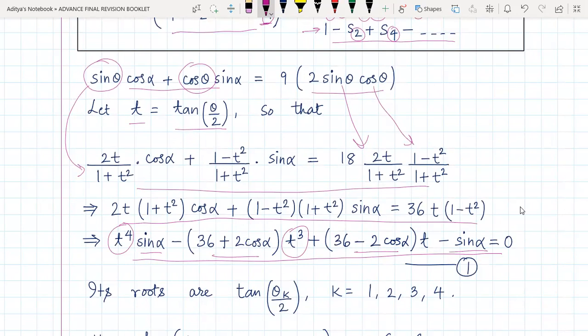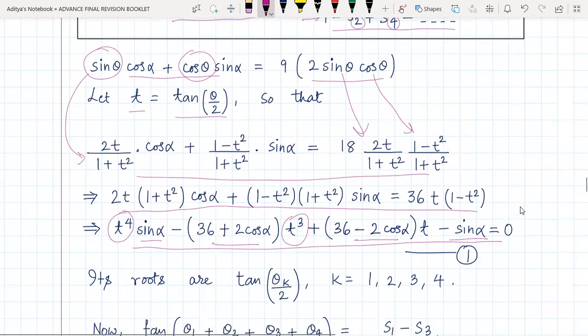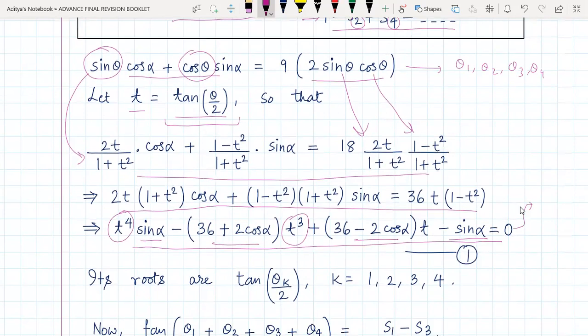So after this form we have got, we should realize that this particular equation had roots theta 1, theta 2, theta 3, theta 4. Since we have substituted t is equal to tan theta by 2, this equation in t will have the roots tan theta 1 by 2, tan theta 2 by 2. Okay, that is very obvious. So that's why its roots are going to be tan theta k by 2, where k can take the values 1, 2, 3 and 4.